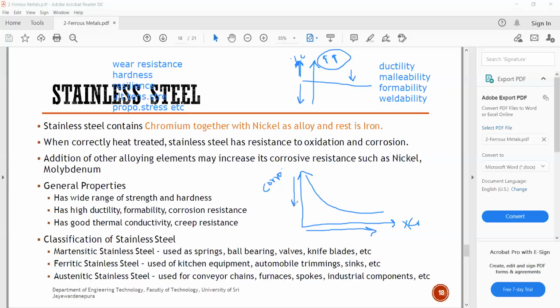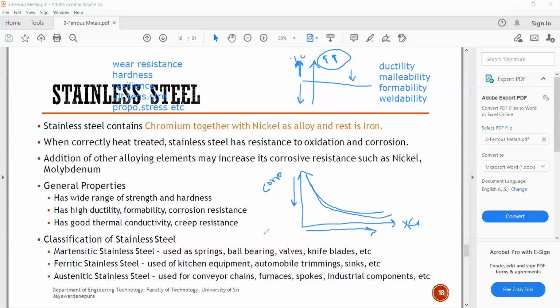A corrosion rate that is less means it has great resistance to the corrosion process, right? So this is the curve when you increase the percentage of chromium. If you decrease the percentage of chromium, what will happen? The corrosion rate is increasing, so it has less resistance to the corrosion process, right?